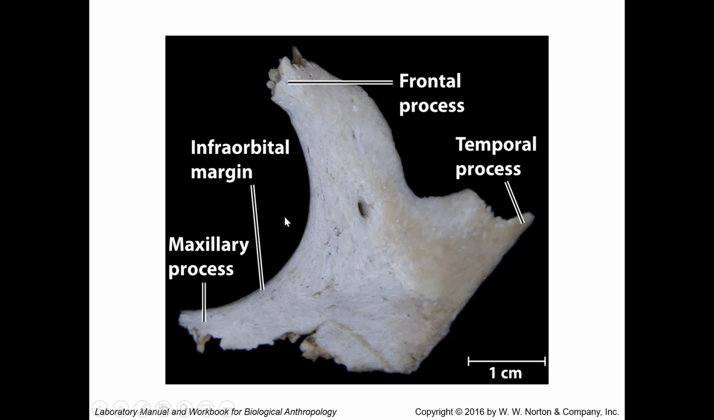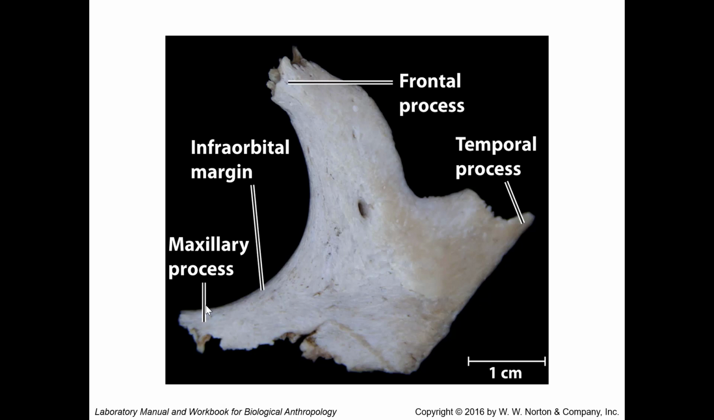So then you also have the infraorbital margin, right? The infraorbital margin forms the lower outside, or the inferolateral corner, of the orbits. So here you go, is your infraorbital margin. It forms the lower outside, the inferolateral corner of the orbits, of the eye.